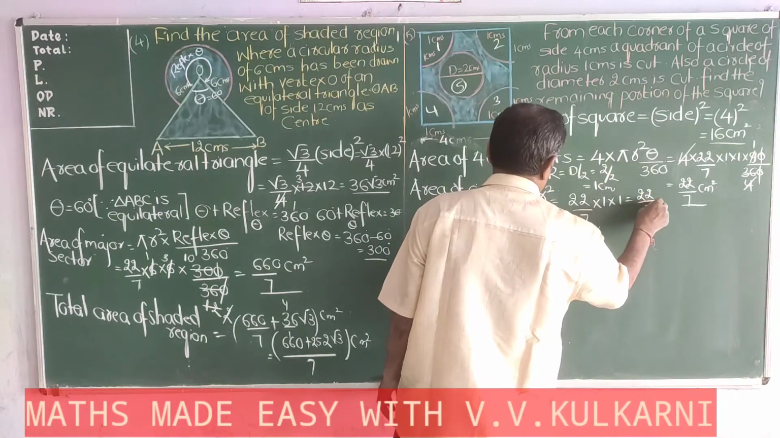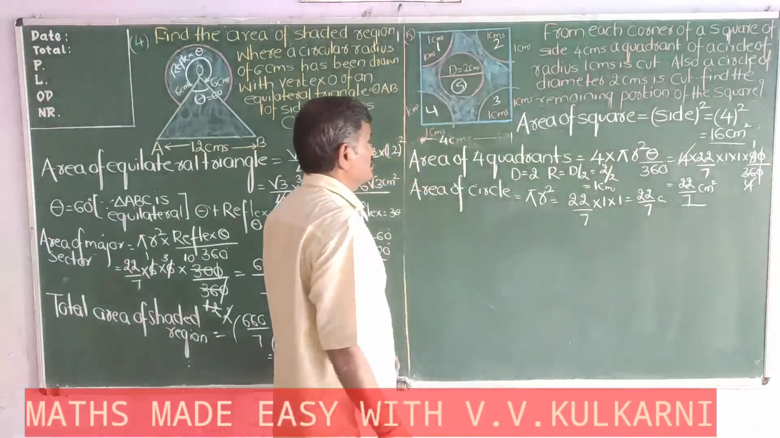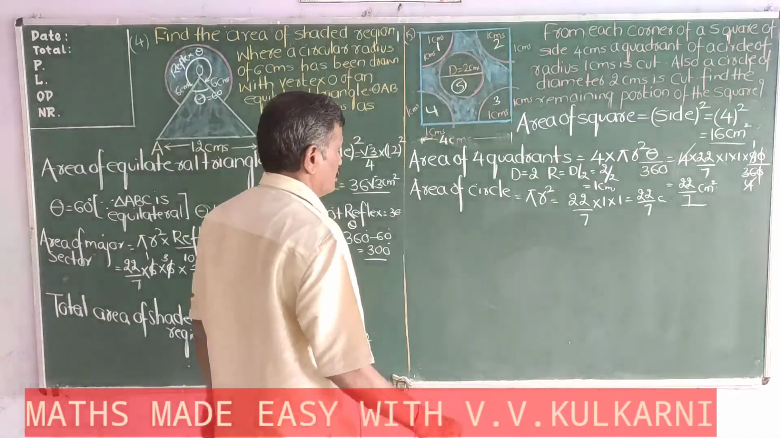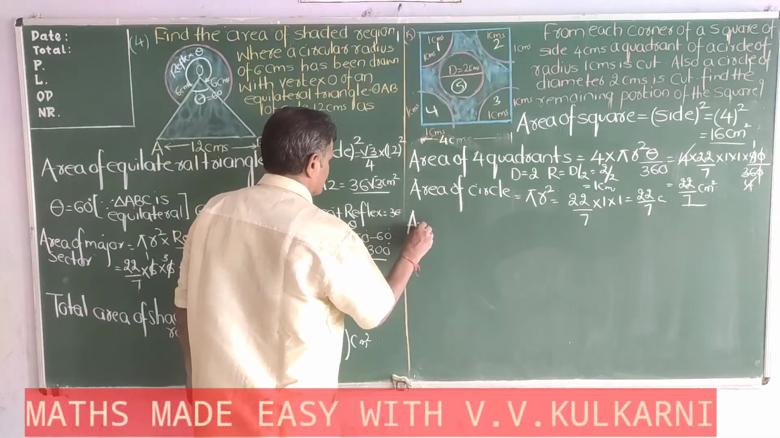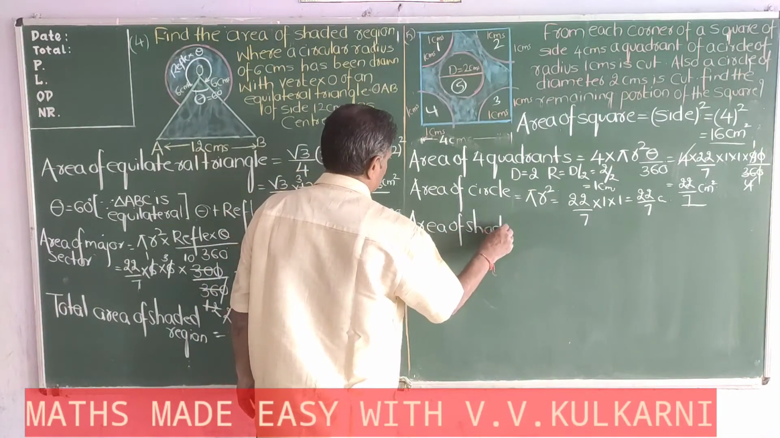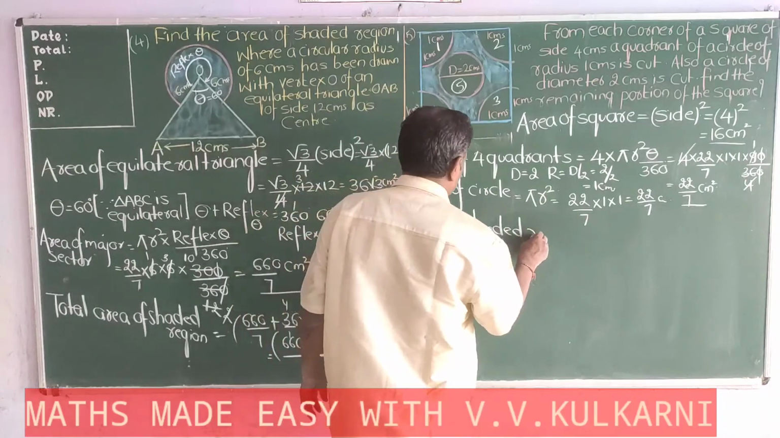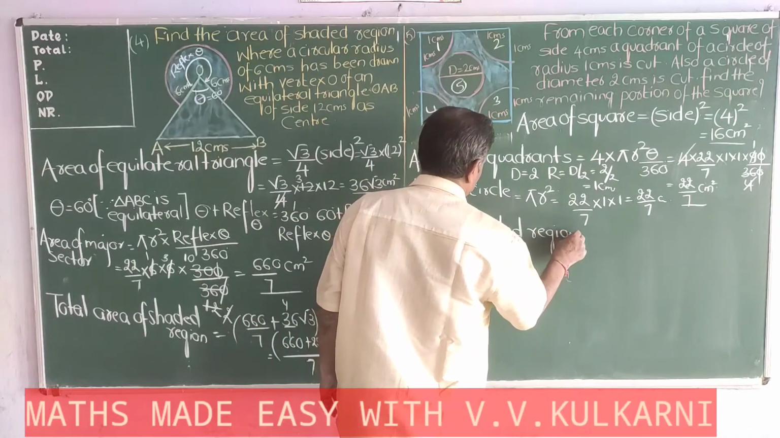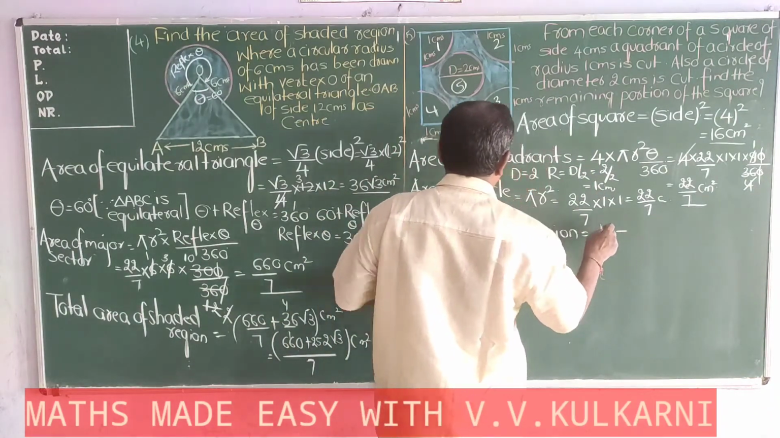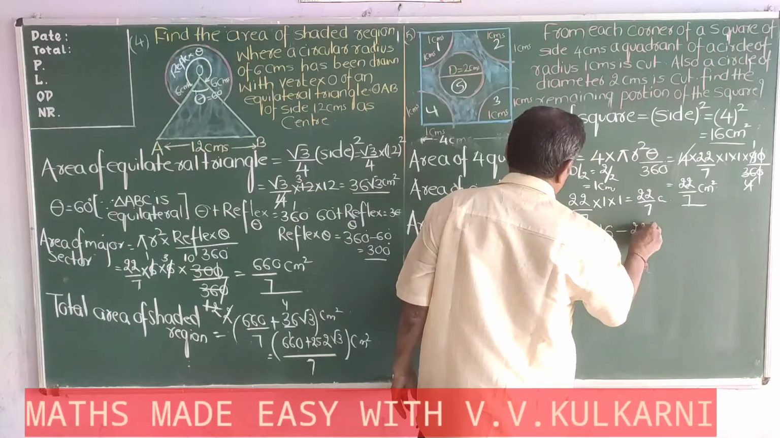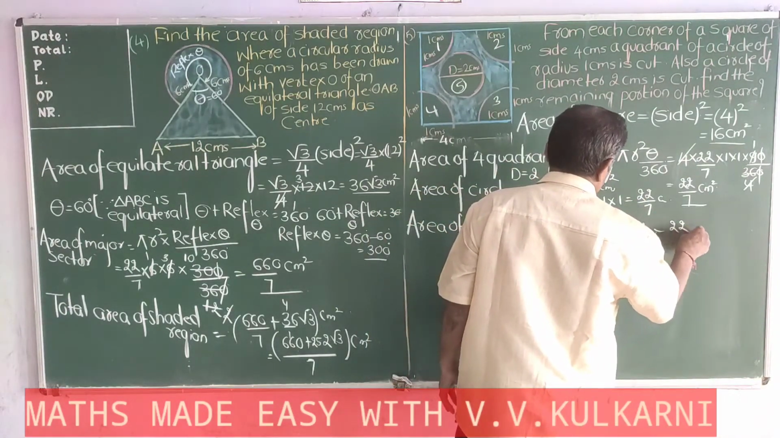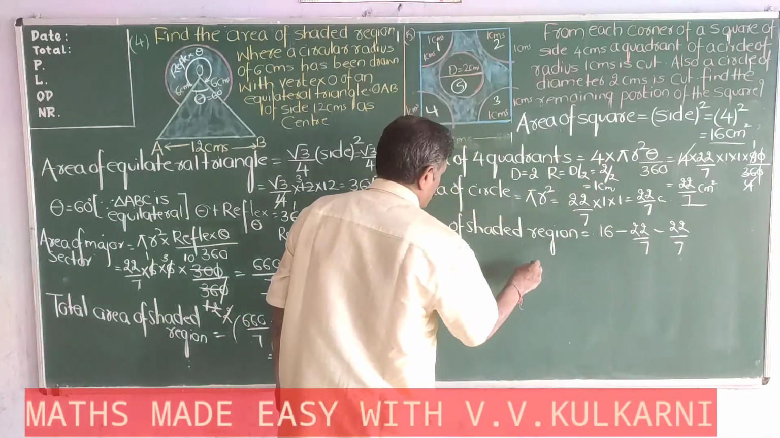That is equal to 22 by 7. Now what I got is the area of the first quadrant, second quadrant, third quadrant, fourth quadrant and area of this circle. Now if I want the area of the shaded region, what I will have to do is area of this square, that is 16, minus area of the 4 quadrants, that is 22 by 7, minus area of the circle, that is 22 by 7. So that means how much?